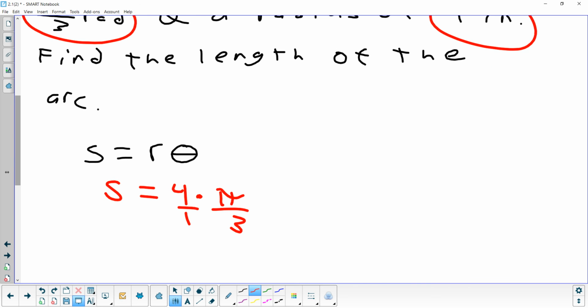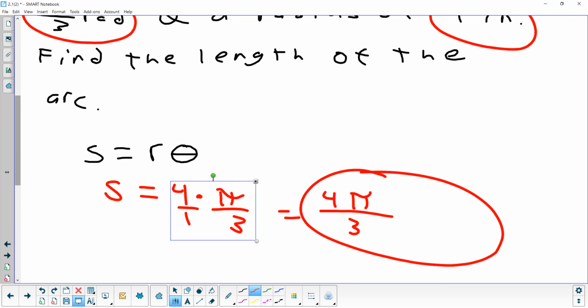If you want to make the 4 a fraction, you can. I usually don't, but you could. And then you just multiply straight across. We don't need a calculator because it didn't say to round anything to 2 decimal places. 4 times pi is 4 pi. The bottom, 1 times 3 gives me 3.